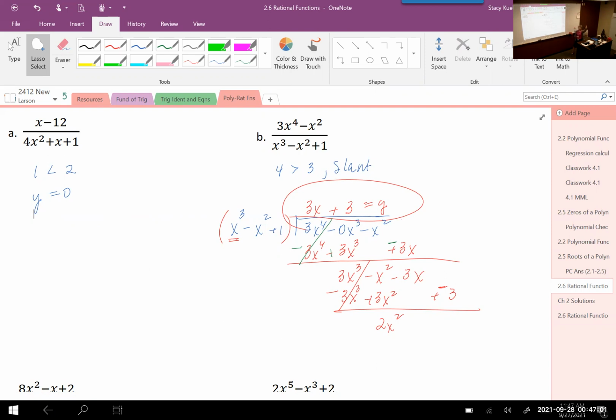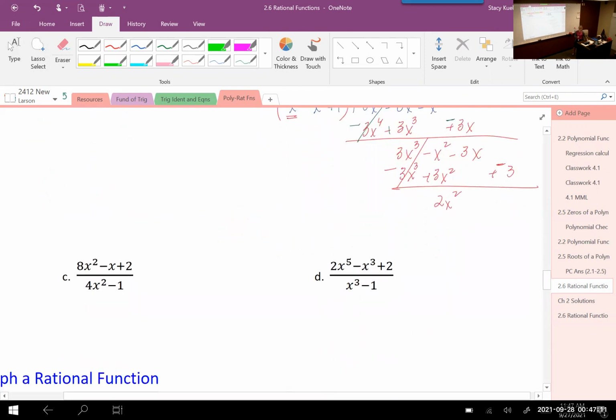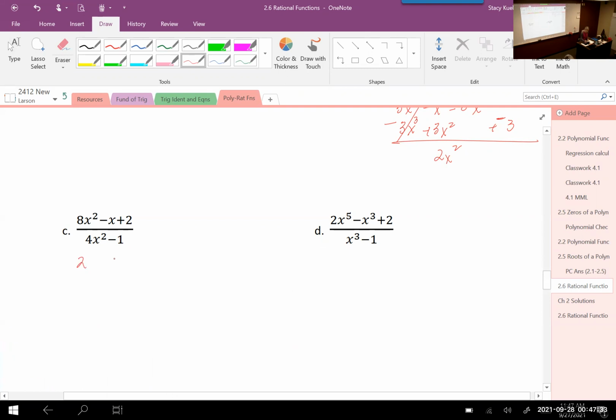So far we've seen a horizontal asymptote at 0, and we've seen a slant asymptote. All right, now let's look at these two down here. This one on the left, 8x squared minus x plus 2 over 4x squared minus 1. What is the degree of the numerator? And what's the degree of the denominator? Okay, so now we have that.